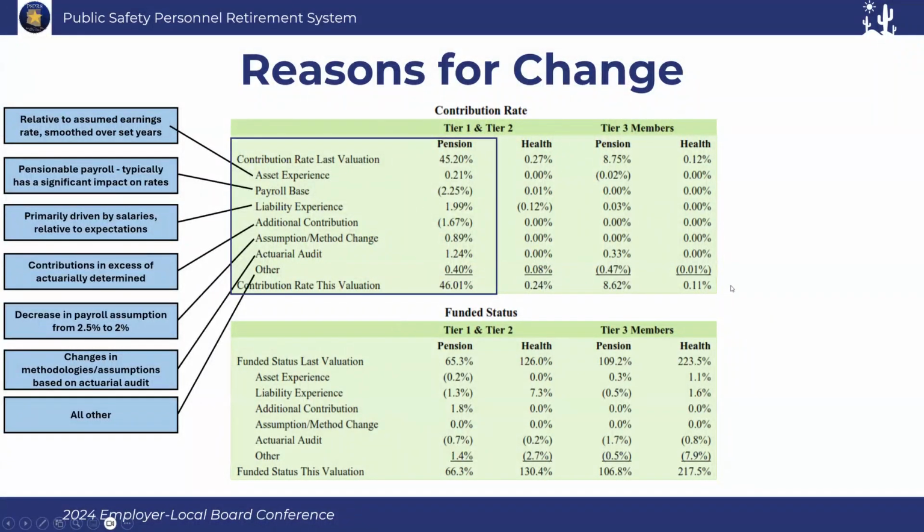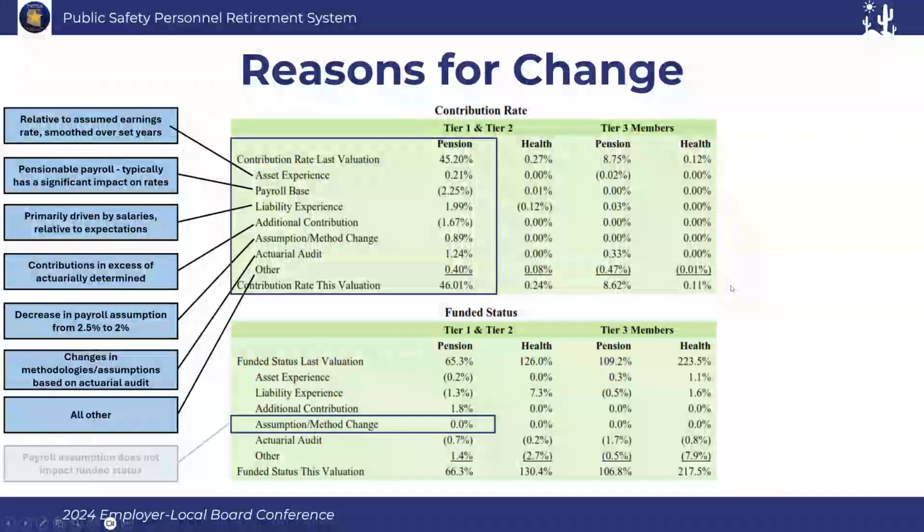Below the contribution rate, we get the funded status. The relationship is going to pretty much be inverse to the contribution rate. So something that increased the contribution rates is going to be decreasing the funded status. An exception I've called out here is the payroll assumption. It does not impact the funded status because what it impacts is how the plans fund unfunded liability, not the overall amount of unfunded liability in the plans. So just something I wanted to highlight as a part of these tables.